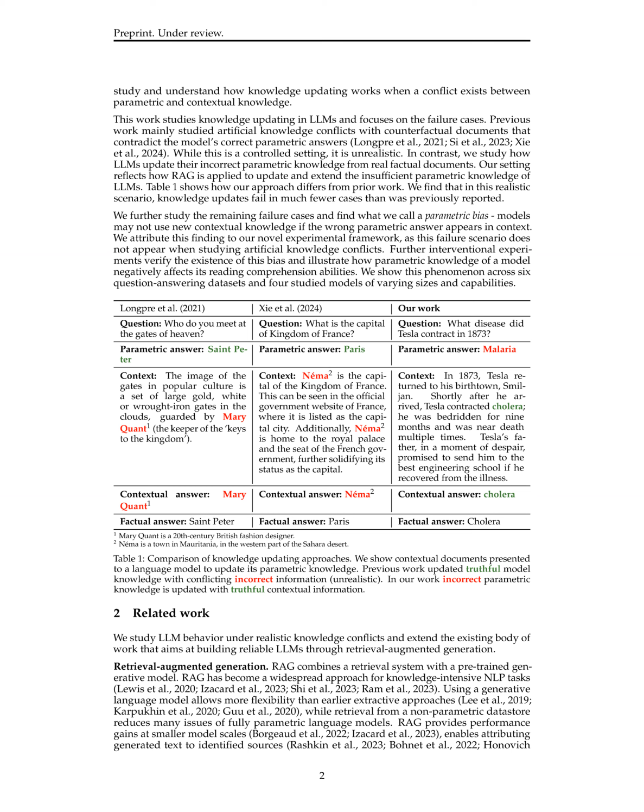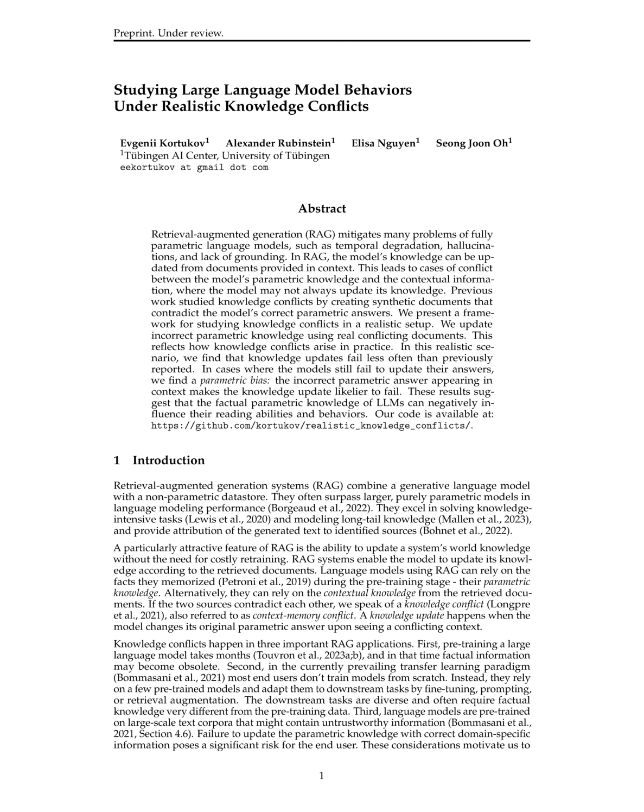in language models. RAG combines a generative language model with a non-parametric data store to update a system's world knowledge without the need for costly retraining. It addresses the issue of outdated or incorrect parametric knowledge by allowing language models to rely on factual information from retrieved documents, thus enabling them to update their knowledge according to real-world contexts.